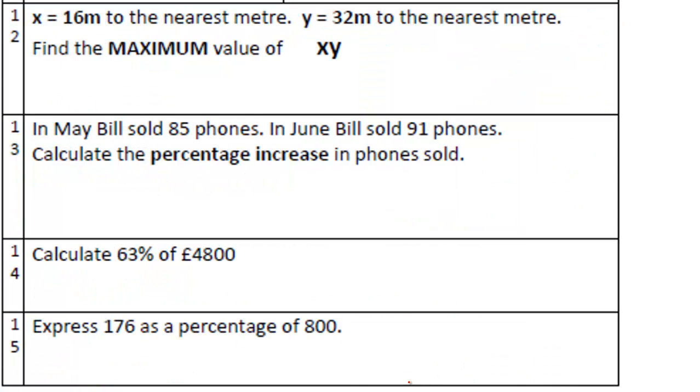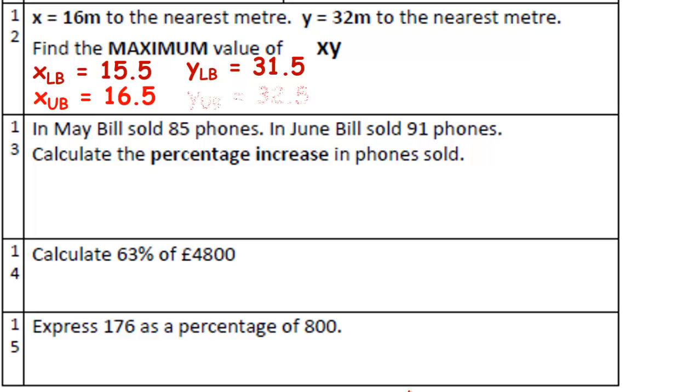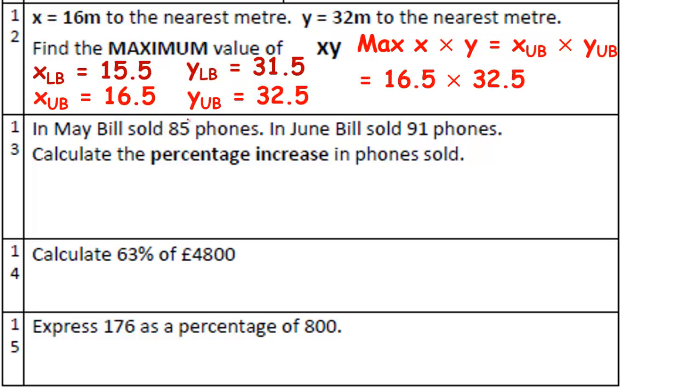Question 12. The lower bound of x is going to be 15.5. The upper bound of x is going to be 16.5. For y, the lower bound is going to be 31.5, and the upper bound is going to be 32.5. Find the maximum value. So the maximum value will be found from using the upper bounds of both. So I'm going to use 16.5 times 32.5, and that gives me 536.5. Please look at your revision booklets for detailed notes on this. The revision booklets that I've given you, there is a cell or a couple of cells with detailed notes of how to use upper and lower bounds.